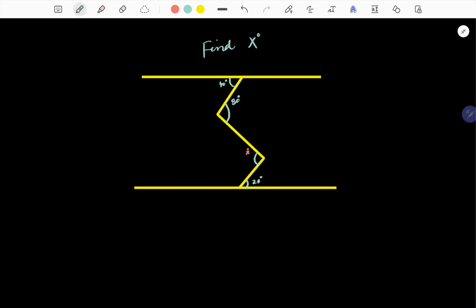Hello everyone, here we have a geometrical shape in which two parallel lines are given, among which this angle is 40 degrees, this is 80 degrees, this is x degrees and this is 20 degrees. We have to find the angle x.